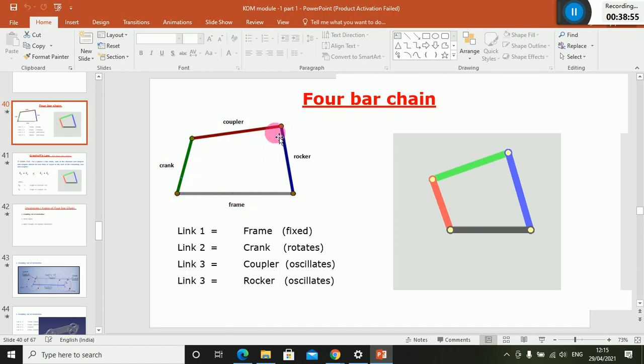Let's take this one: frame, crank, coupler, and rocker. This is link 1, 2, 3, and 4. Remember, always the frame will be fixed and the crank will be rotating. The coupler is a combination of rotary and linear motion, which is called oscillatory. This is also a rocker, which is also oscillatory.